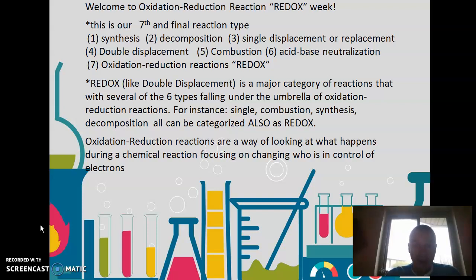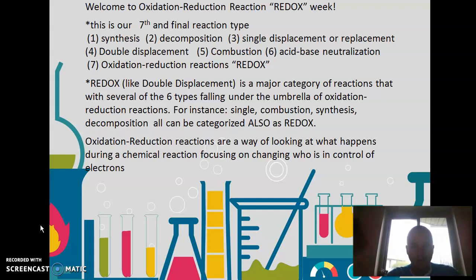In terms of e-learning, it doesn't get any better than this, because we are now on our final 7th type of chemical reaction that we'll discuss this year. This is our 7th and final one, oxidation reduction reaction. So far, we've discussed synthesis, decomposition, single displacement or single replacement reactions. We've talked about double displacement. We've talked about combustion, acid-base neutralization, and now we're finally here for our 7th type, oxidation reduction reaction.